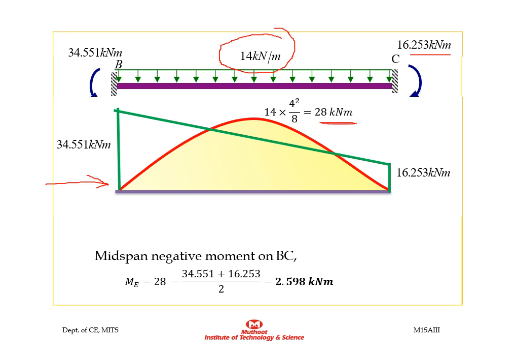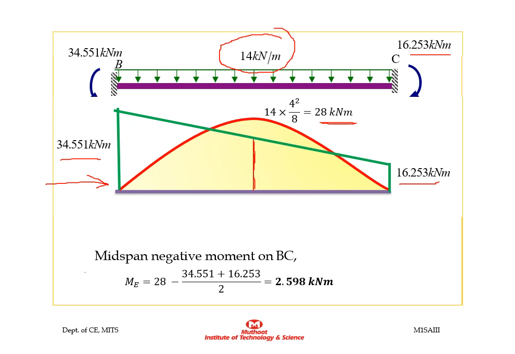The next one is the fixed bending moment diagram. So this trapezoidal shape is our fixed bending moment diagram. On the left side, the value of the fixed bending moment diagram is 34.551 kilonewton meter, and on the right side it is 16.253. So the average of this fixed bending moment diagram will be at the center, that is 34.551 plus 16.253 all divided by 2.